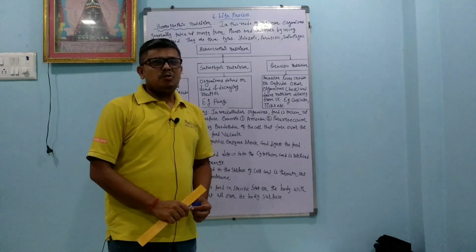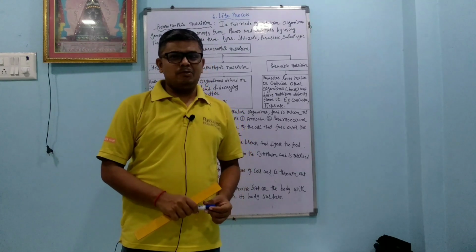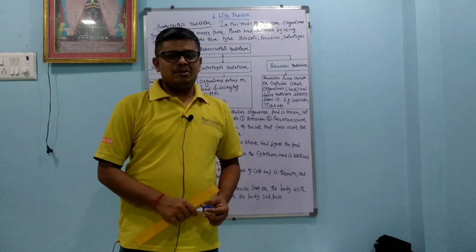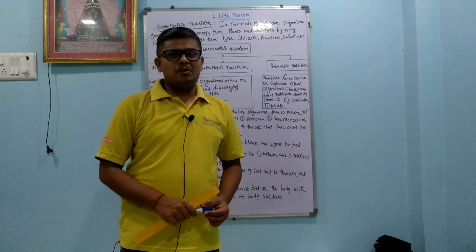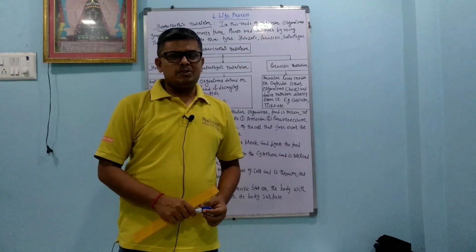In the autotrophic mode of nutrition, the organism prepares the food for themselves. In that, chlorophyll is present, and in the presence of sunlight, carbon dioxide and water react and make glucose. So from the inorganic compound we get the organic compound.